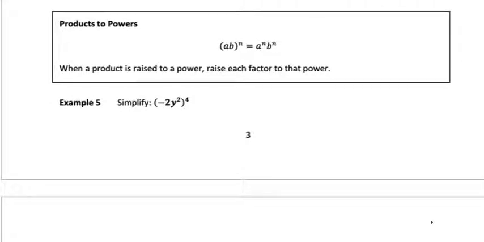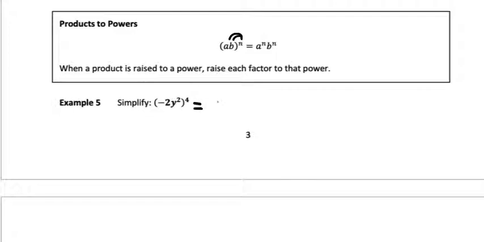Our next rule is products to powers, and what we have here is multiple things in parentheses, and we put the exponent on each of the factors in the parentheses. So we have a to the n and b to the n power. And we would do that for both numbers and variables.